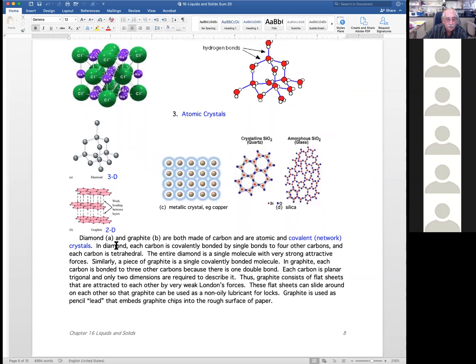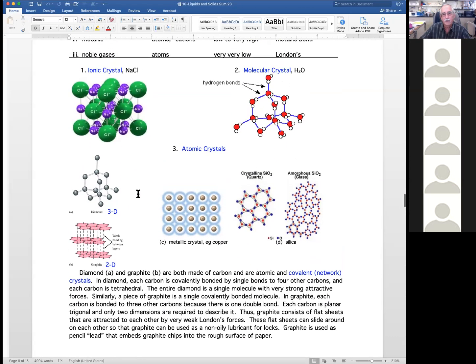Then while we're at it, we might as well look at the difference between diamond and graphite. Graphite is where every carbon is bonded to 3 other carbons, so there's a double bond in there. And so it's planar trigonal, and you get these flat sheets. It's just 2-dimensional compared to tetrahedral, which is 3-dimensional. So these flat sheets of graphite can slide around on each other, making them a very nice lubricant, or for locks and things like that where you don't want to get all gummy from oil-based lubricants.